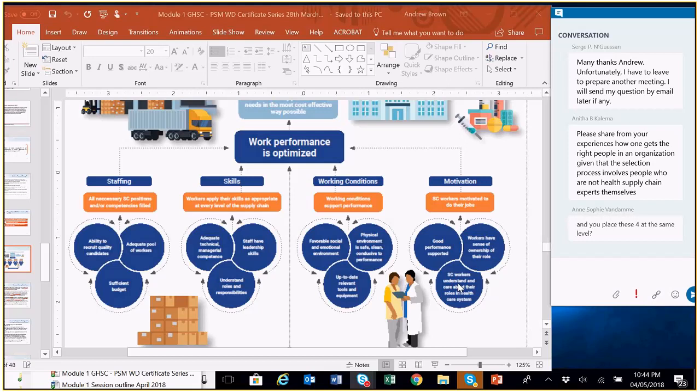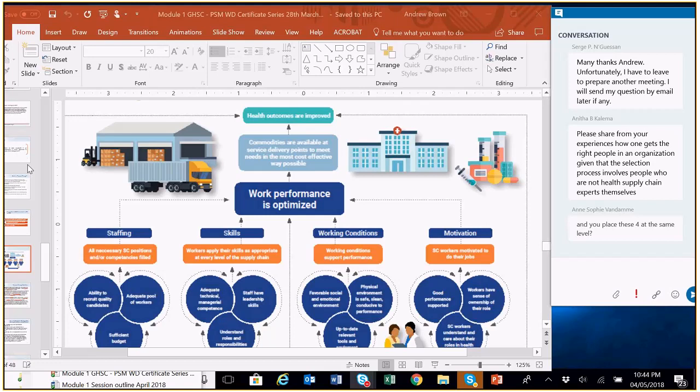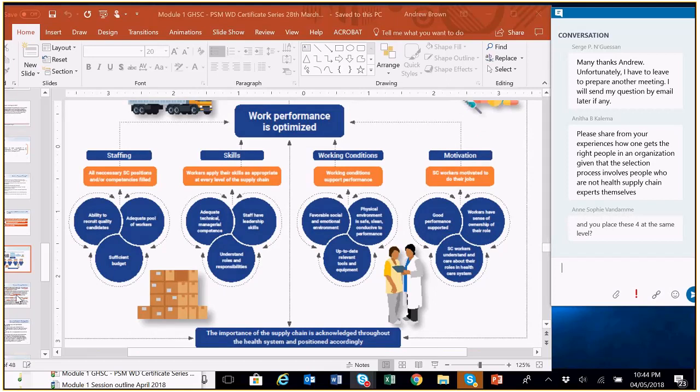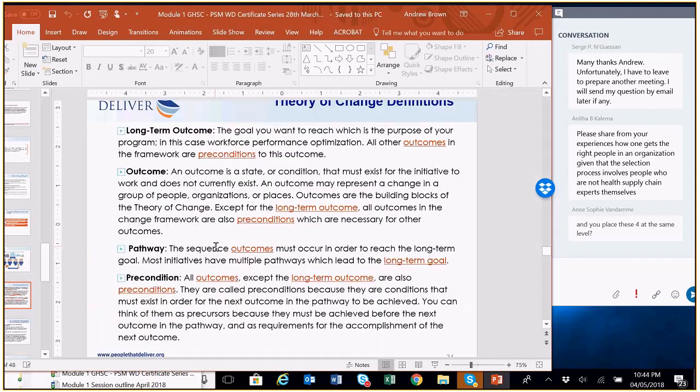So in summary, our theory of change has 4 pathways that need to be present in an organization for work performance to be at its optimized level. Now, the next couple of slides give you some of the more detail around the theory of change. I'm not going to take the time just now to go into these in detail, but I'm just going to note a couple of things. The long-term outcome, this was that green box at the top, is that workforce performance is optimized. Okay, we have outcomes, we have pathways, and we have preconditions.